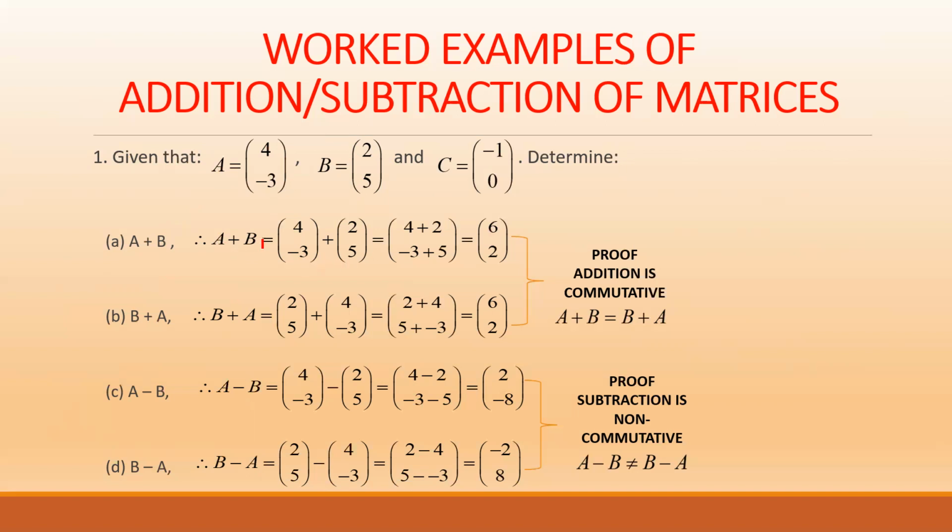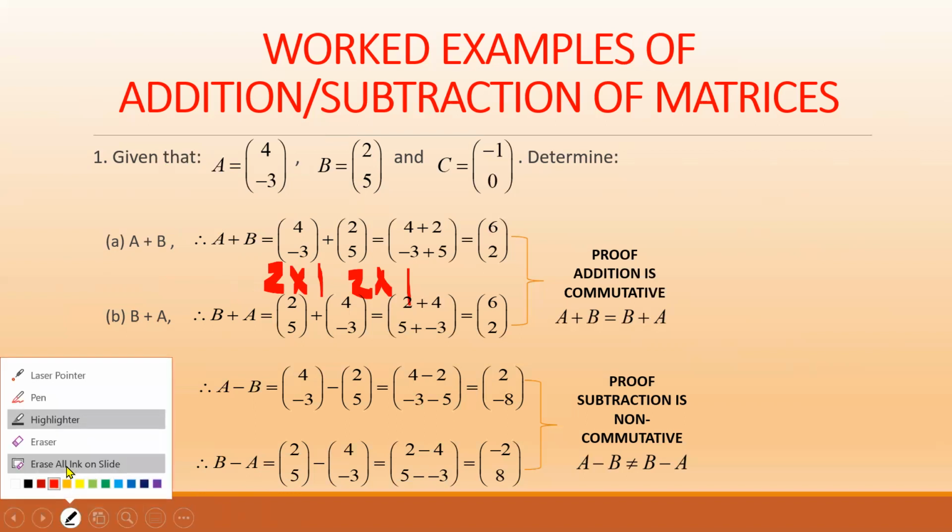So A plus B is equal to, replace A with the matrix 4, negative 3, plus, put back our plus sign there, and then we insert matrix B, which is 2, 5. And now, guys, are these two matrices compatible? Yes. A is a 2 by 1, and B is also a 2 by 1. So it means that they're compatible. We can add them.